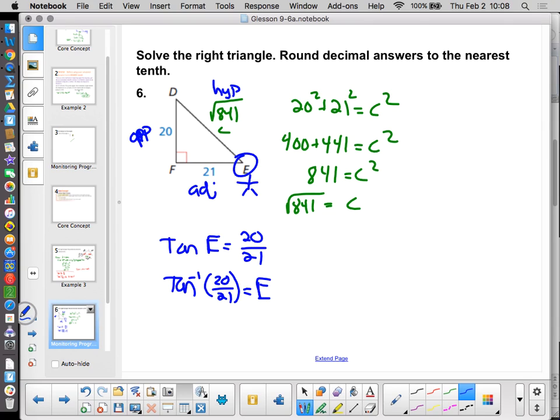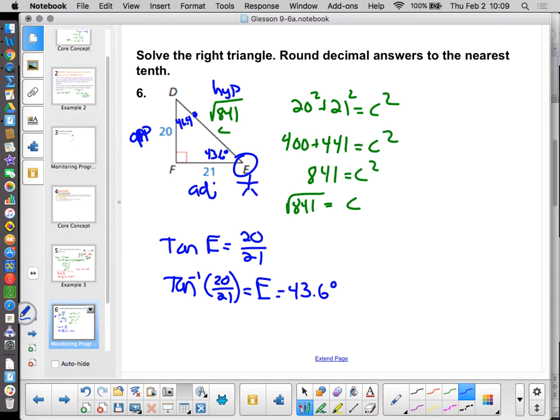Now it's calculator time. And I get 43.6 degrees. That means the other angle is 46.4 degrees, just a little bit bigger. Does that make sense? Yes, because 21 is opposite the bigger angle, 20 is opposite the smaller angle. So it makes sense. And we're all set. I've solved that triangle. It really is that quick.